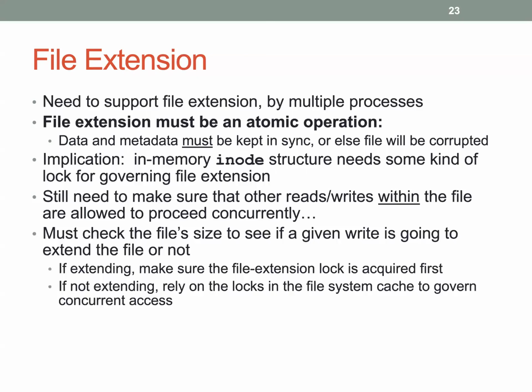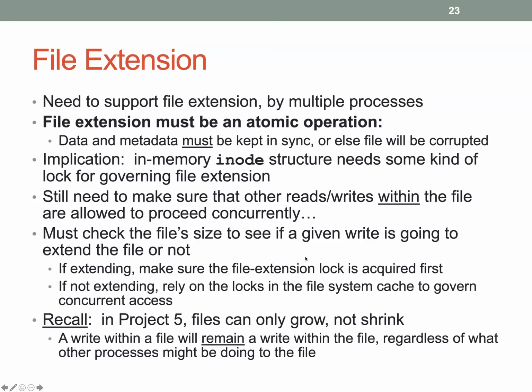Okay? Because remember, that's a rule for the concurrency requirements. If every interaction requires this extension lock and holds it, suddenly you have a performance issue in your file system and you need to fix that. It violates the rules for the assignment. So you need to check the file size to see if a write is going to extend the file or not. And this is where you have this great simplifying constraint, which is that files can only grow.